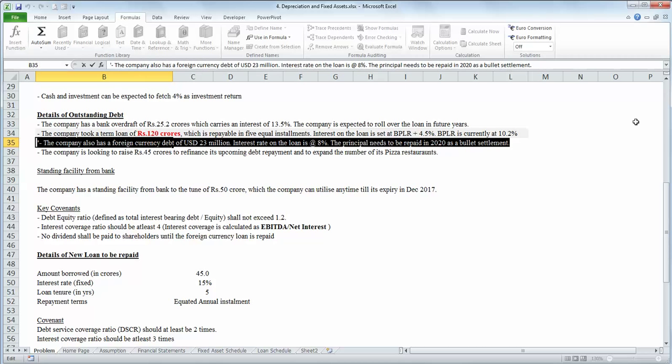We have the third loan, which is a foreign currency loan with fixed interest rates and a bullet settlement. A bullet settlement is one where the repayment is made on the last date of the loan tenure. Another challenge in foreign currency loan is that while the loan is denominated in foreign currency, the books of accounts are always stated in the functional currency or the reporting currency of the company.